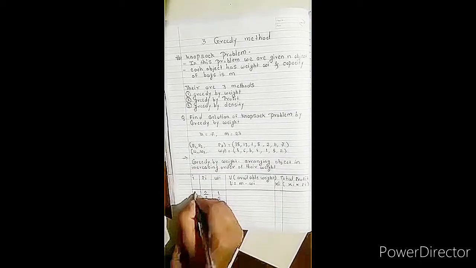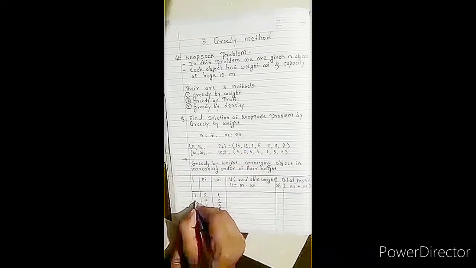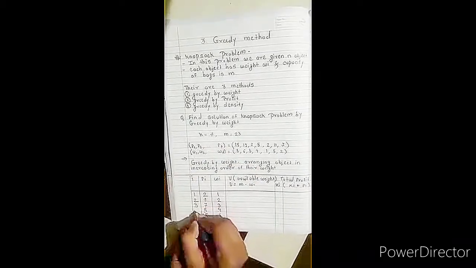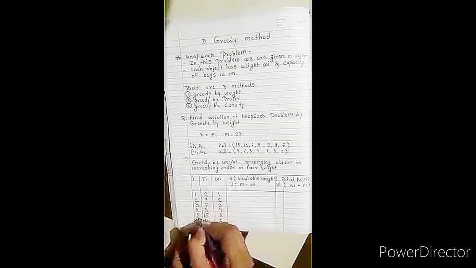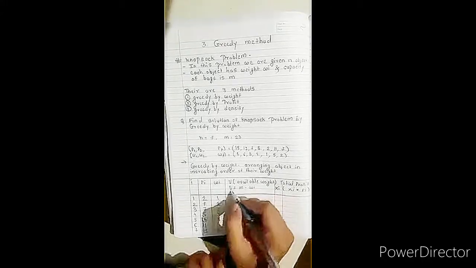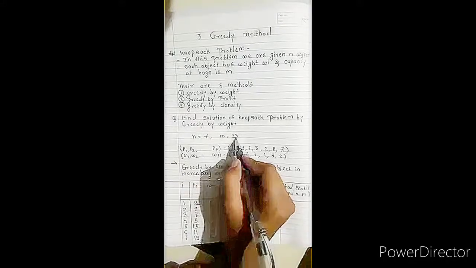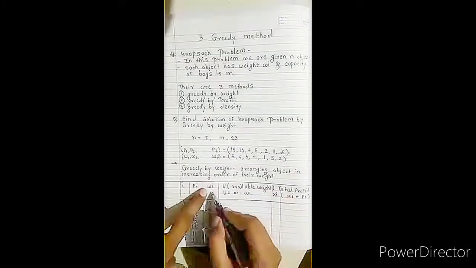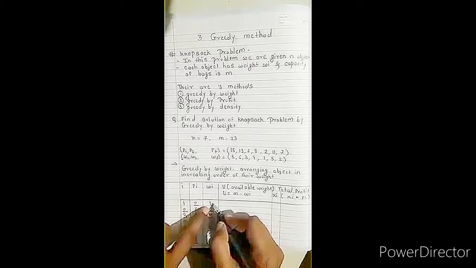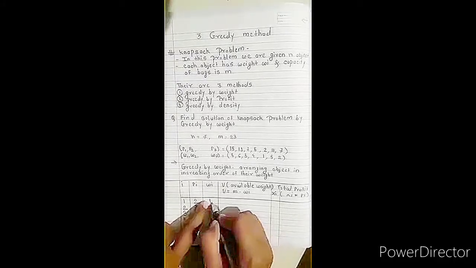I is nothing but the serial number. So the given objects are 7, so the serial number is 1 up to 7: 1, 2, 3, 4, 5, 6, 7. Then in the fourth column we calculate the available weight. The formula of available weight is M minus Wi. The value of M is 23. And here we note down the increasing order weights.